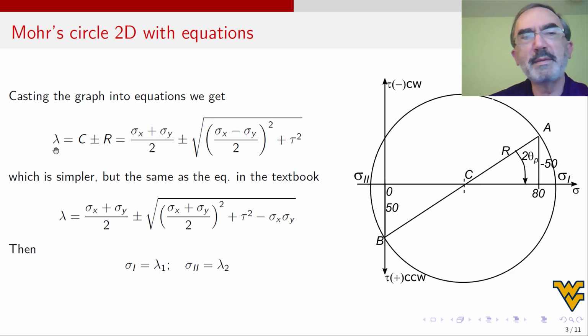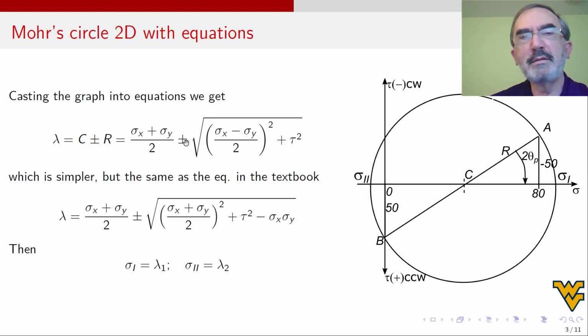The principal stresses, which now I'm calling lambda, are C plus or minus R. So there are really two lambdas. C is the center, plus R gives you sigma 1 or lambda 1, and C minus R gives you sigma 2 or lambda 2. Since we have the graph, we know what C is. C is sigma x plus sigma y divided by 2, because this is sigma x, this is sigma y. You add them up, divide by 2, you get this value.